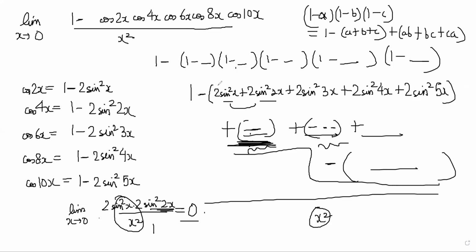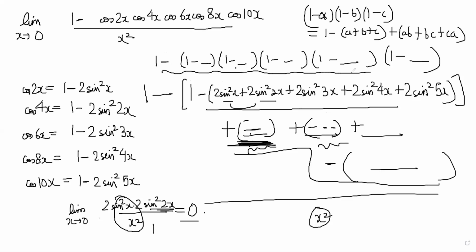So now what I will be left with is basically this thing, right? So notice that 1 minus this thing, no? Because this product itself is 1 minus this, right? So the answer will be, 1 minus 1 will cancel and it will be plus 2 sine square x plus this plus this plus this plus this by x square, right? Is everyone getting what I'm saying?